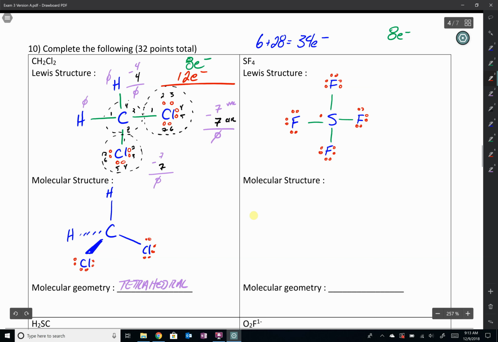Well, 34 goes around that central sulfur. You can't violate the octet rule for fluorine, but sulfur, no problems. Sulfur can handle those extra electrons, so we're going to put that around there. So there it is. We can go through and check our formal charges. I'm going to zoom in here just to double check.